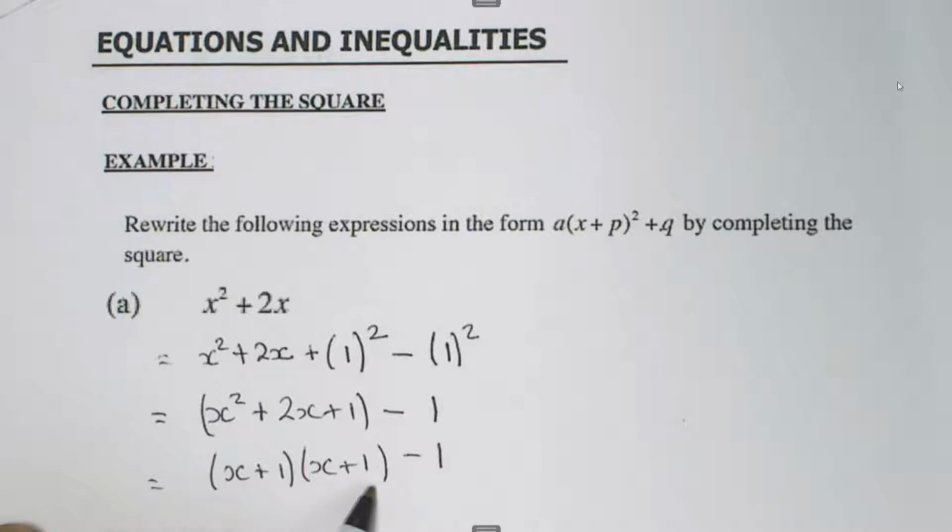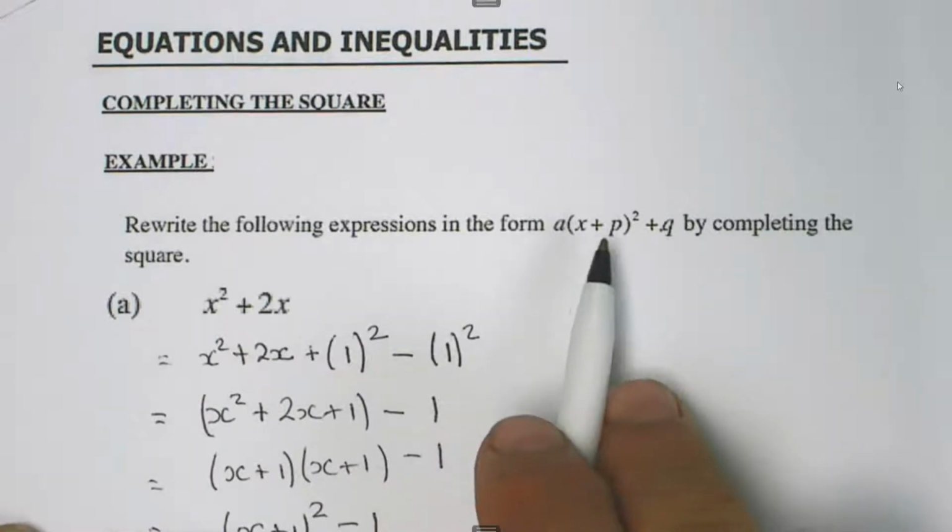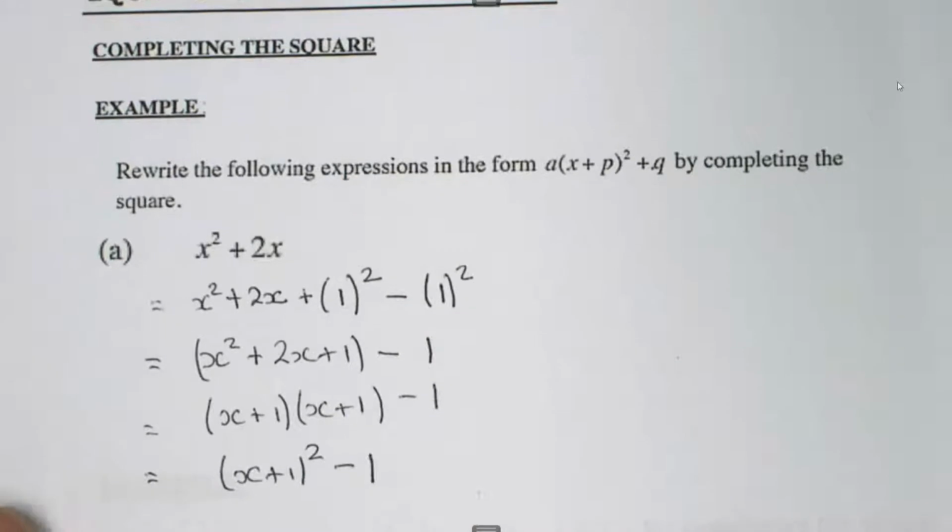If you multiply that out, that means first by first, I get x². First by second, I get x. Second by first, I get x. x plus x is 2x, and 1 times 1 is 1. So this can be rewritten as (x + 1)² minus 1. So I've written it in the form a(x + b)² + q.